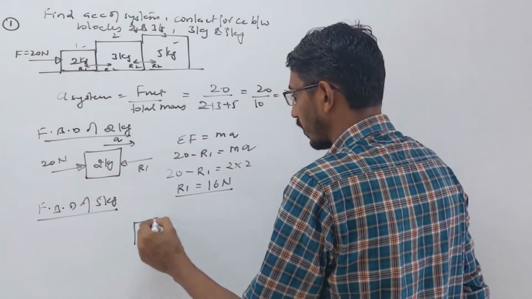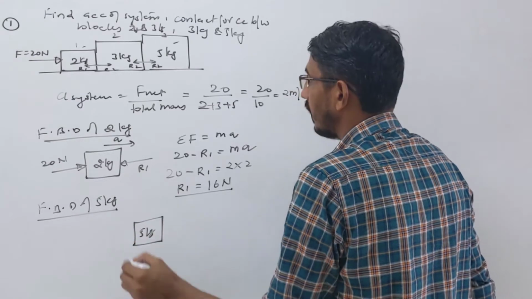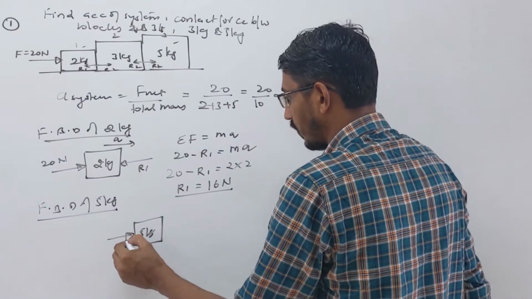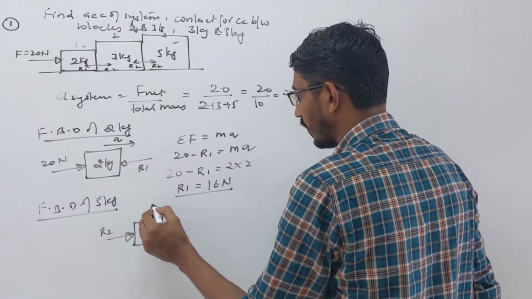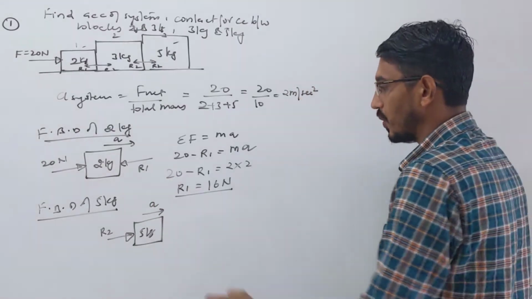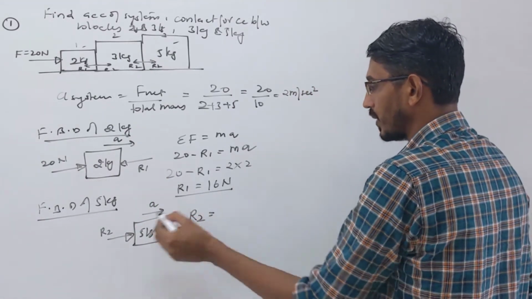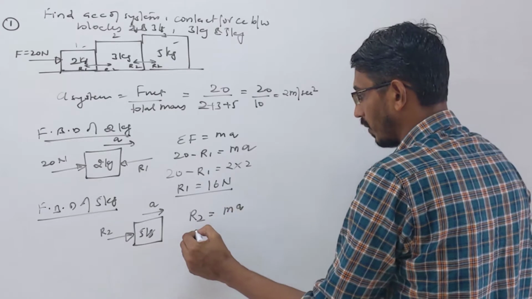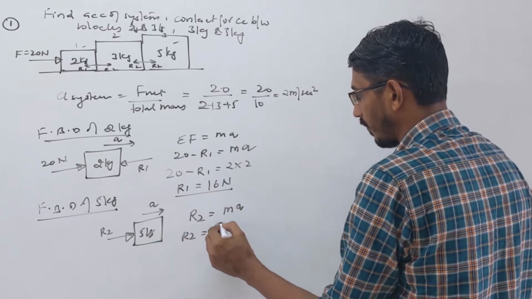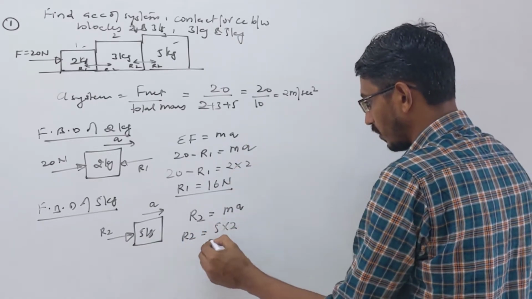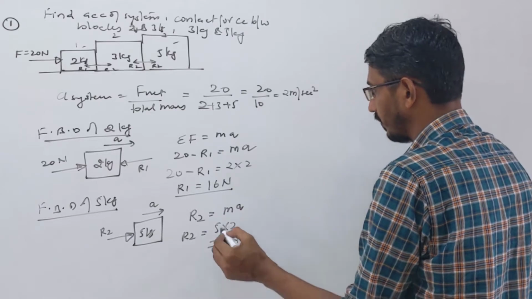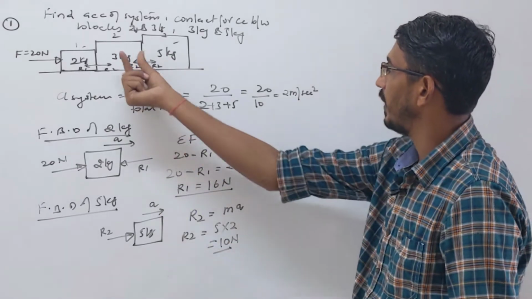Okay, 5 kg block, you put it here, this is 5 kg, draw the forces acting: R2 force here and no other force here, correct. So R2 is simply equal to, there is only one force, so it is equal to what? Ma, or R2 will be equal to M, given 5, and A we know is 2, so this becomes 10 Newton. Same answer you will get if you take FBD of this block also.